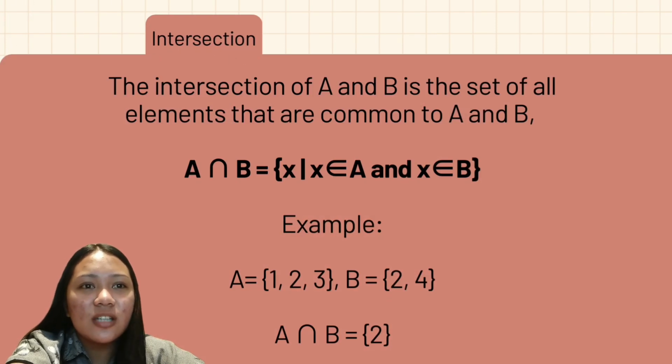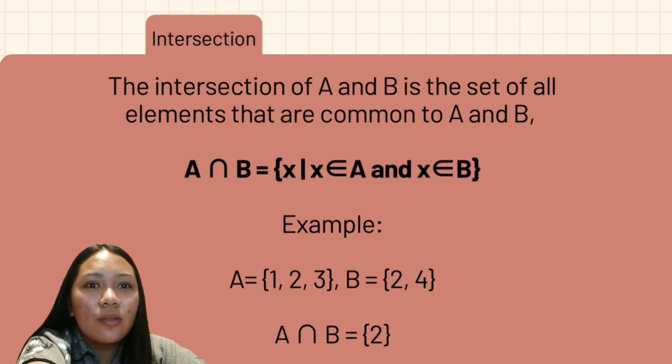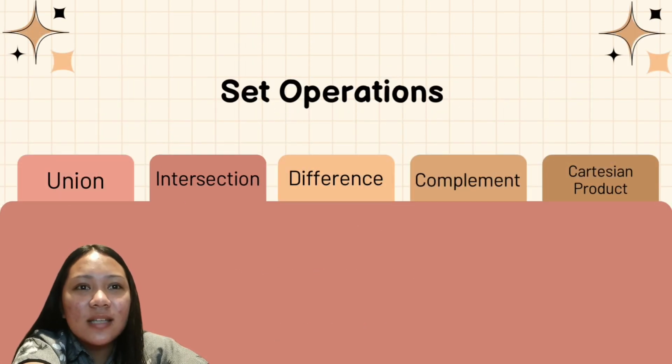Intersection. Intersection sets are the sets of all elements that are common to A and B. It is a set that contains elements that are in both A and B. With the given set A = {1, 2, 3} and set B = {2, 4}, the intersection of A and B is {2} only.